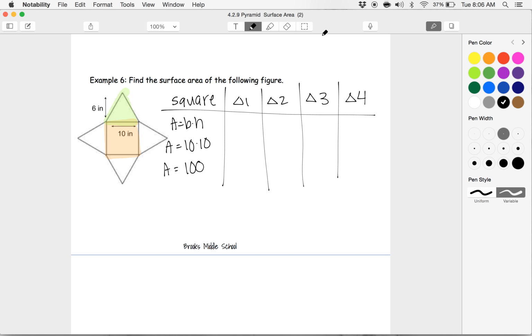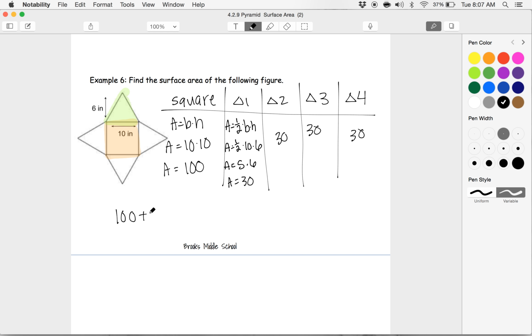Okay, for your triangles, area equals 1/2 times base times height. Area equals 1/2 times 10 times 6. Okay, I could do either half of 10 or half of 6. I'm going to do half of 10. So that gives me 5 times 6, which is going to give me 30. And all of them are going to be that 30.